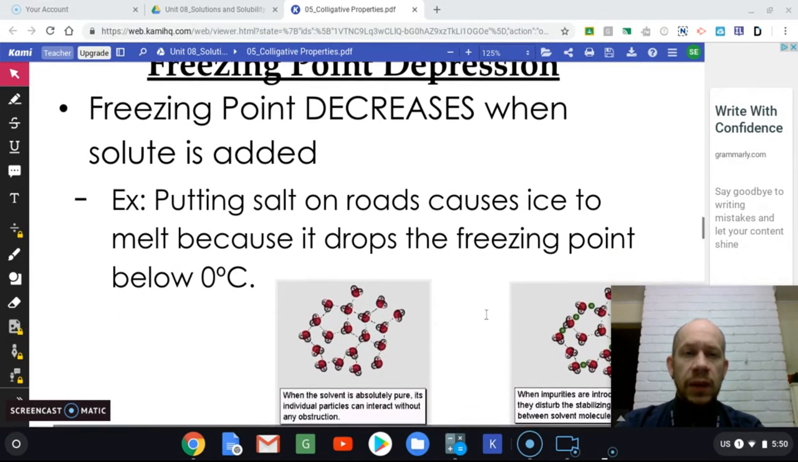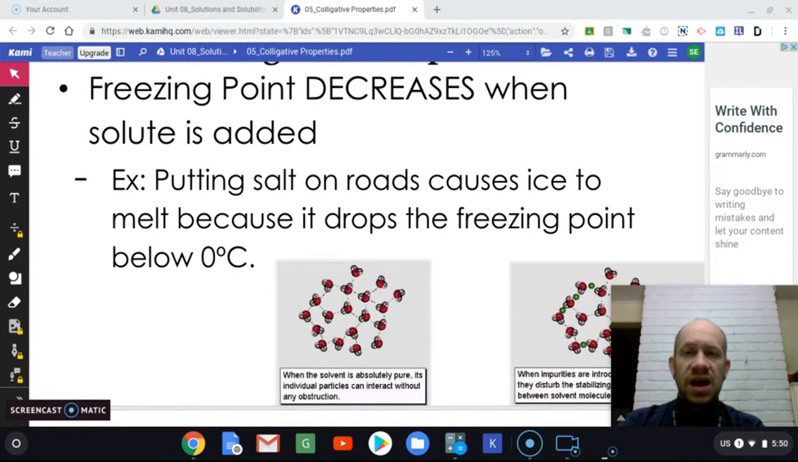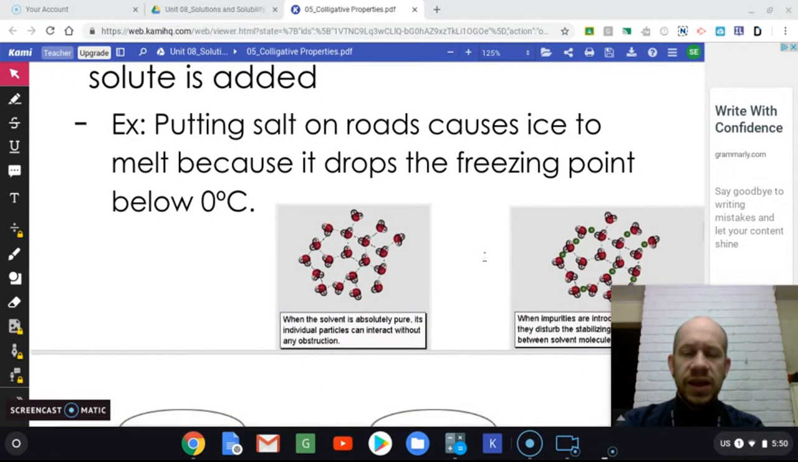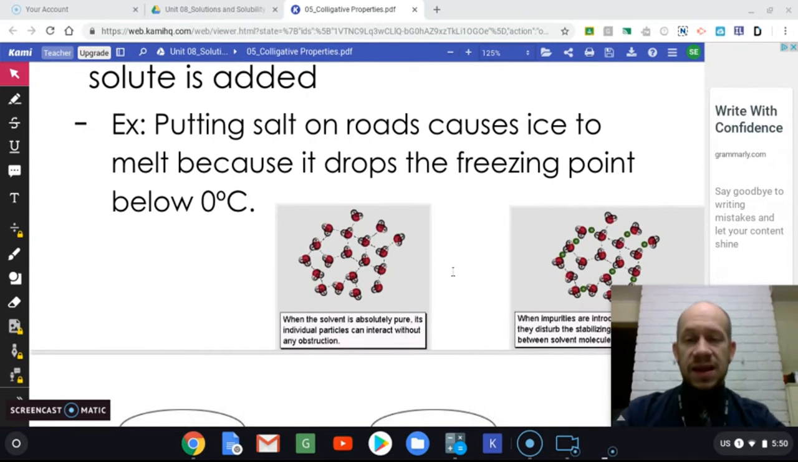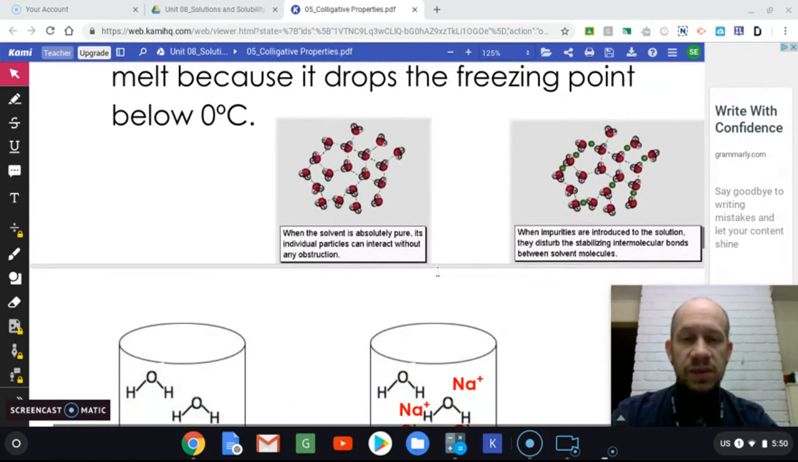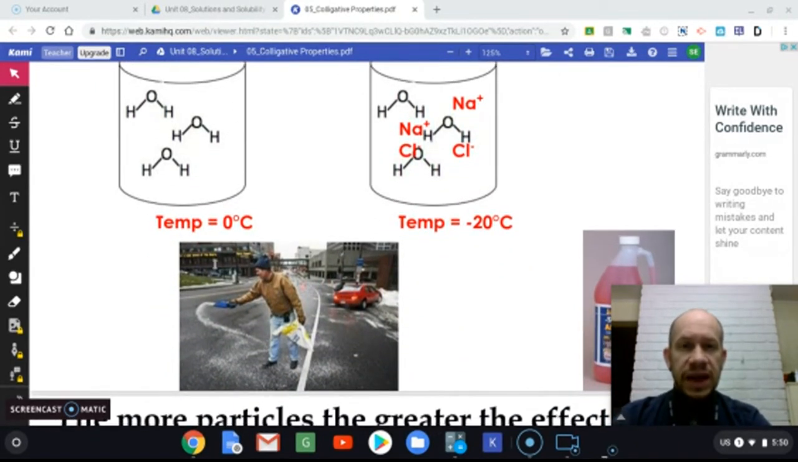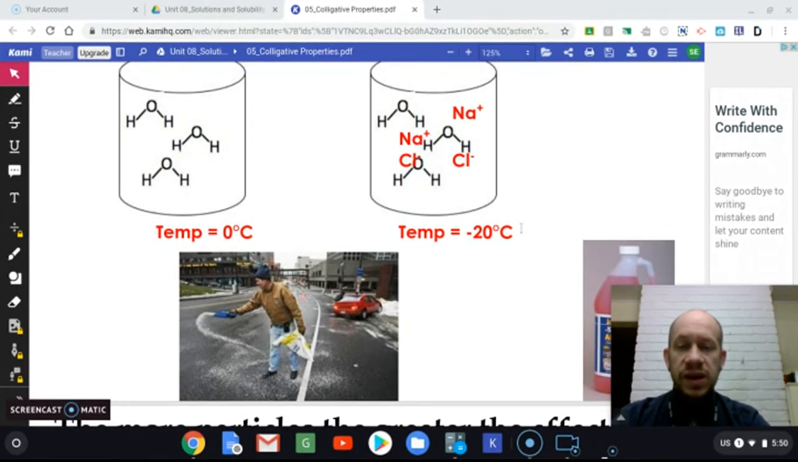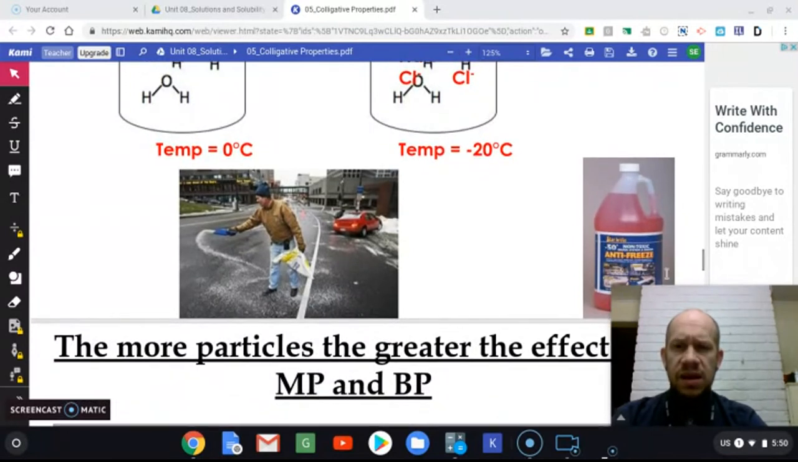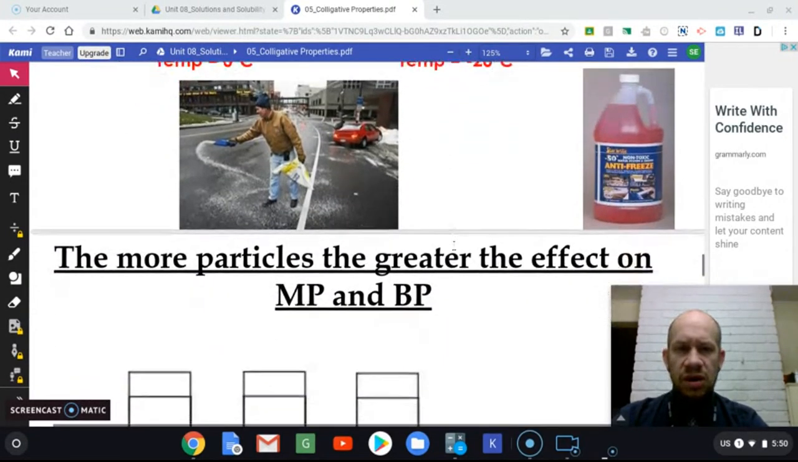So that's why we put salts on roads, because this causes the ice to melt because it drops the freezing point below 0 degrees Celsius. When they put all that salt out on the road during our snowstorms, it's because it makes it so that it will melt even when it's really cold out. Water typically freezes at 0 degrees. However, when we add salt to it, we can lower it as much as negative 20 degrees Celsius. And that's also the purpose of antifreeze in your cars.